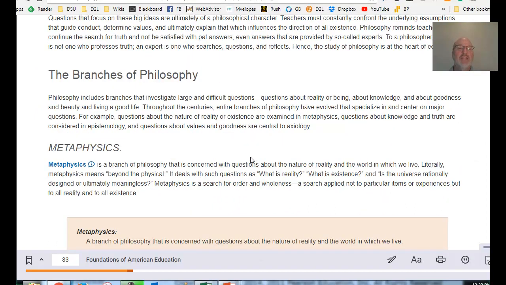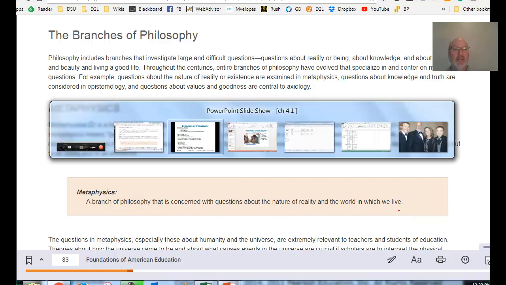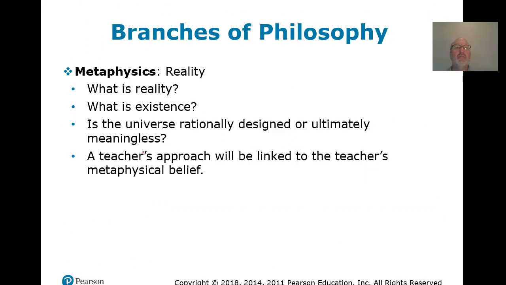Okay, so here's the branches. The branches of philosophy. Metaphysics is a branch that is concerned with questions about the nature and reality of the world in which we live. And that comes right here. What is reality? What is presence? Classroom philosophy. And that's just a little cheat sheet. And then it goes a little deeper here. Metaphysics.